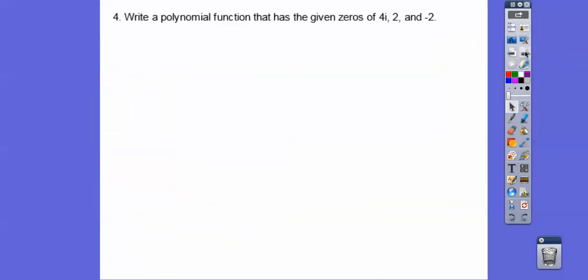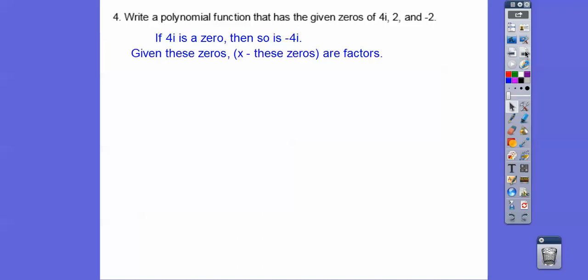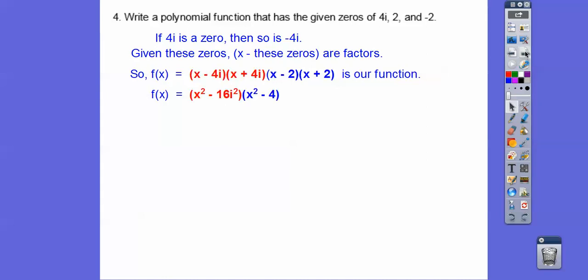Write a polynomial function that has the given zeros 4i, 2, and negative 2. So 4i is a root, so is negative 4i. If those are roots, then x minus those are factors. So we just multiply those out, and that'll give us our equation. Remember, difference of squares is just when I FOIL these out, we're going to get that. And when we FOIL those out, we get that.